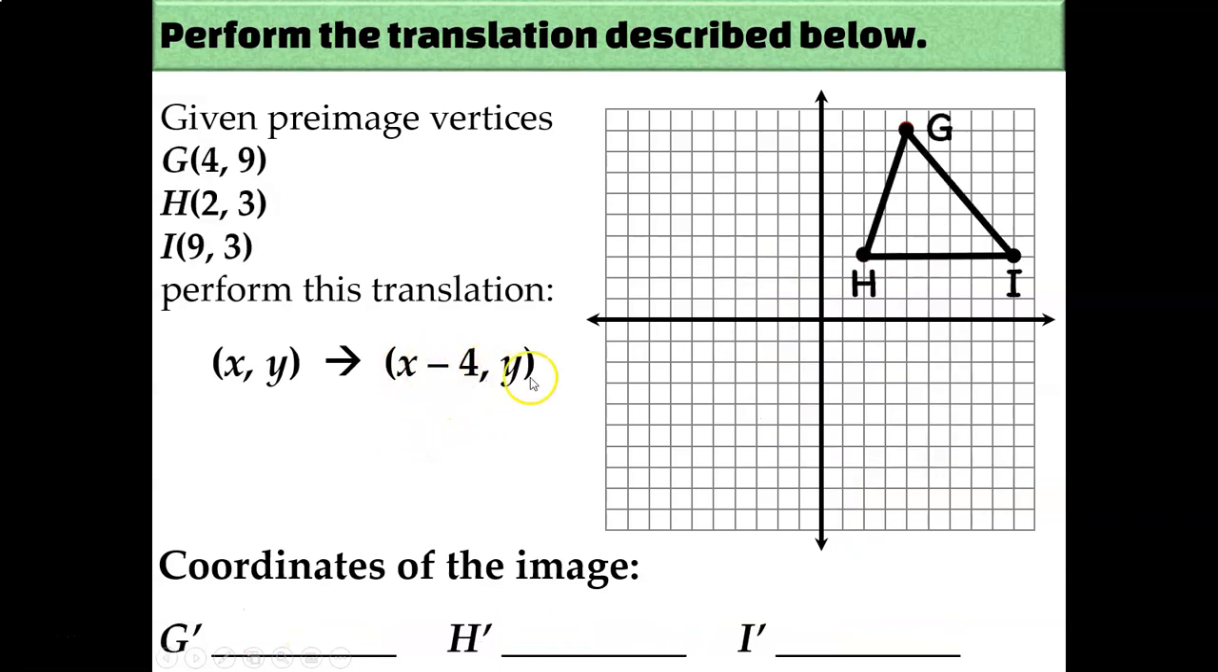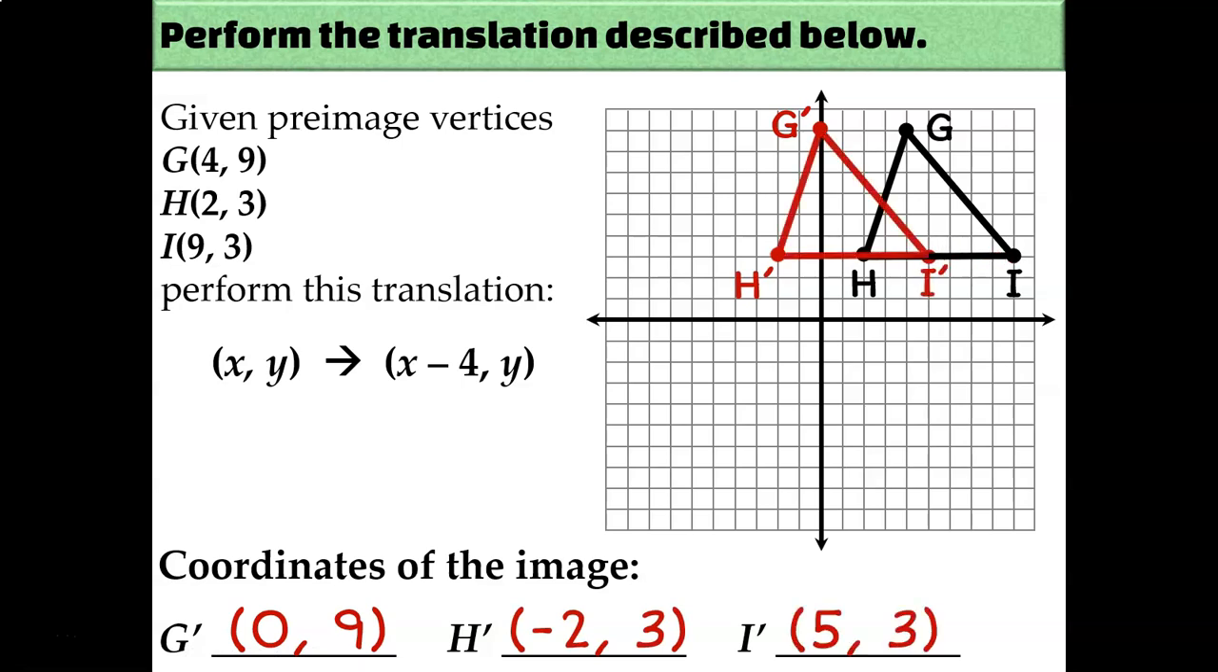We only have x minus 4, and there's nothing being added or subtracted to y. Well, in this situation, that means that you're not going to go up or down at all. We're just going to move triangle GHI to the left 4 units. So move G to the left 4 units, that becomes G prime. That's the same thing as you get if you do 4 minus 4, that's 0, and then just copy down the 9 because I didn't add or subtract anything to y. Move H 4 to the left, and move I 4 to the left, and we get our image.